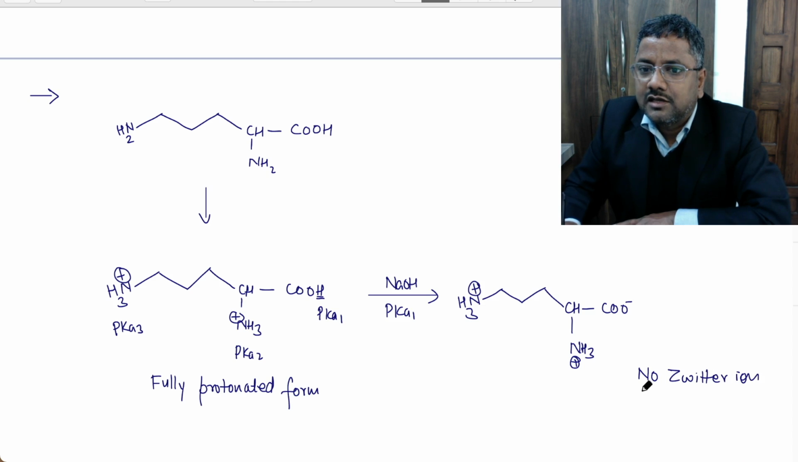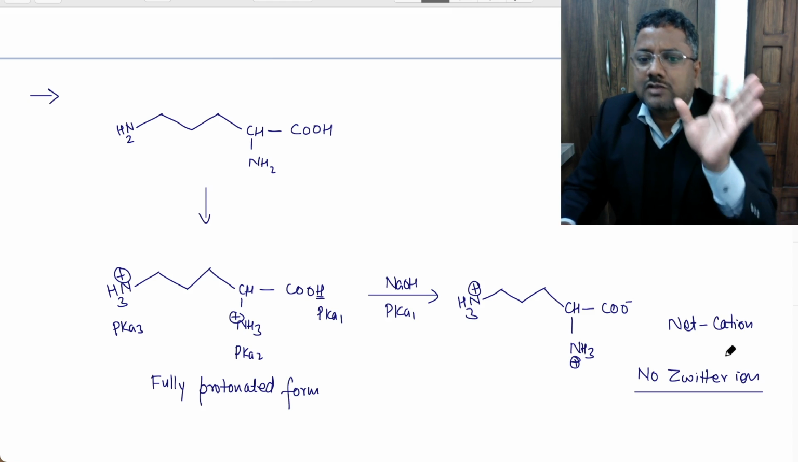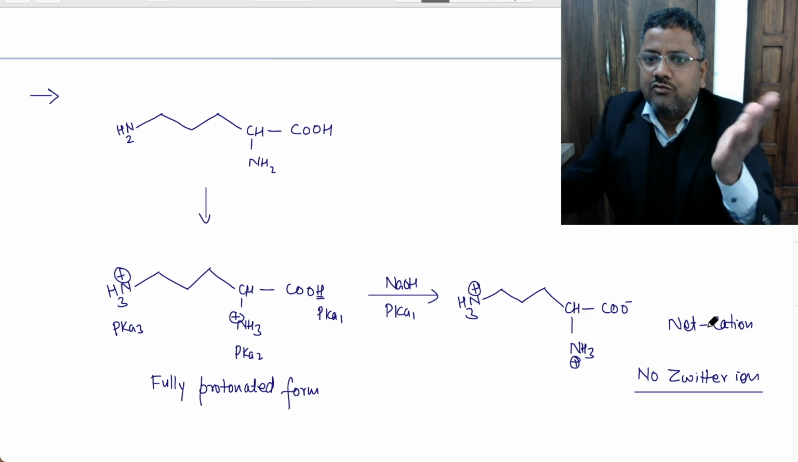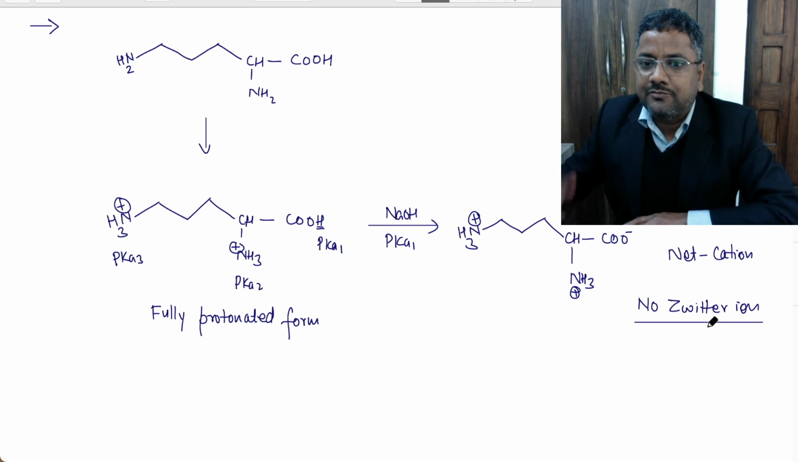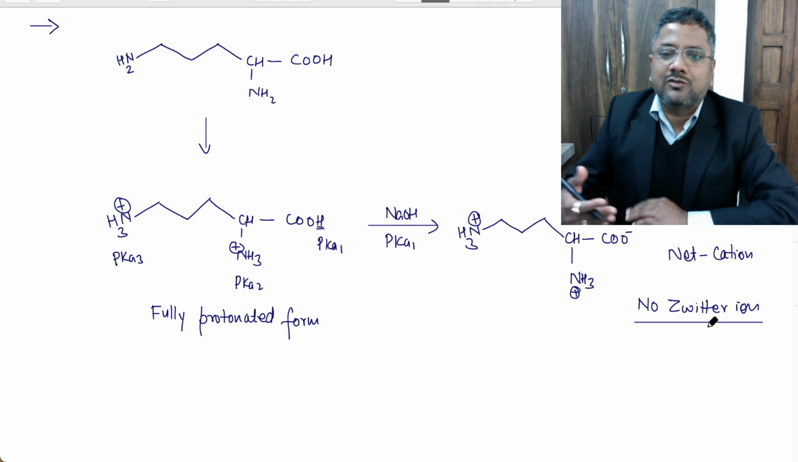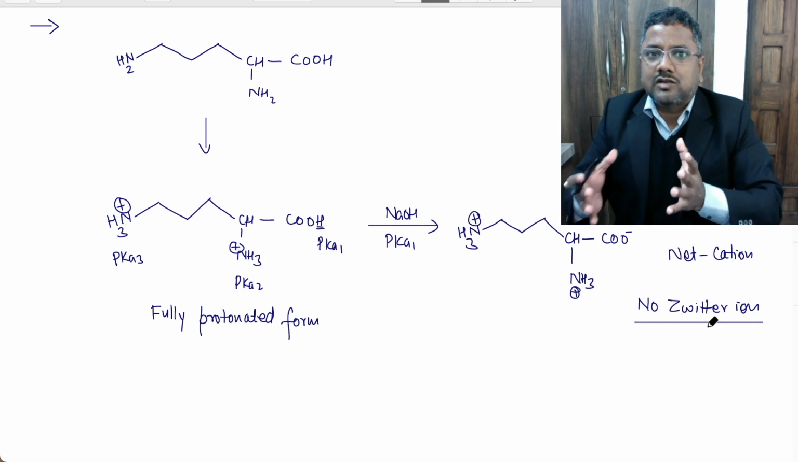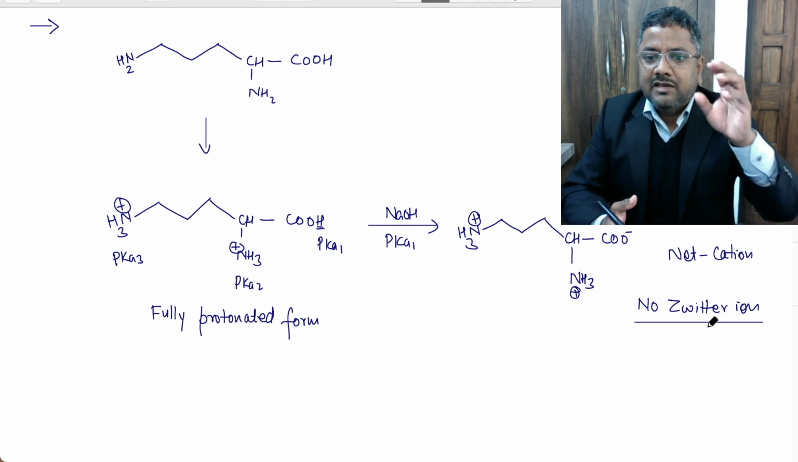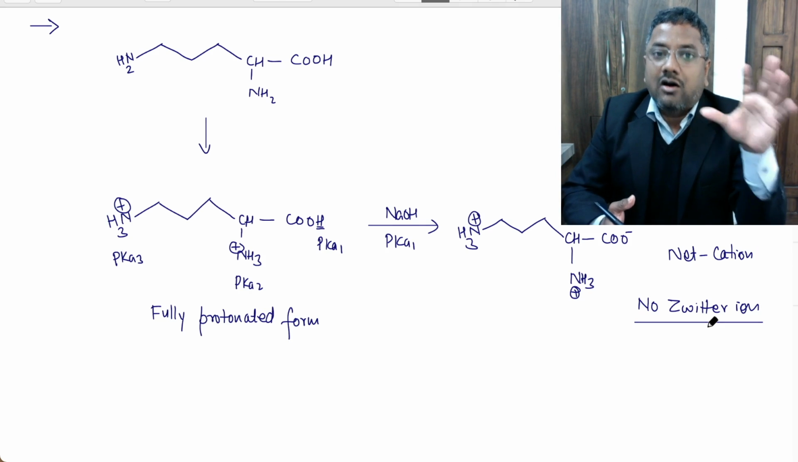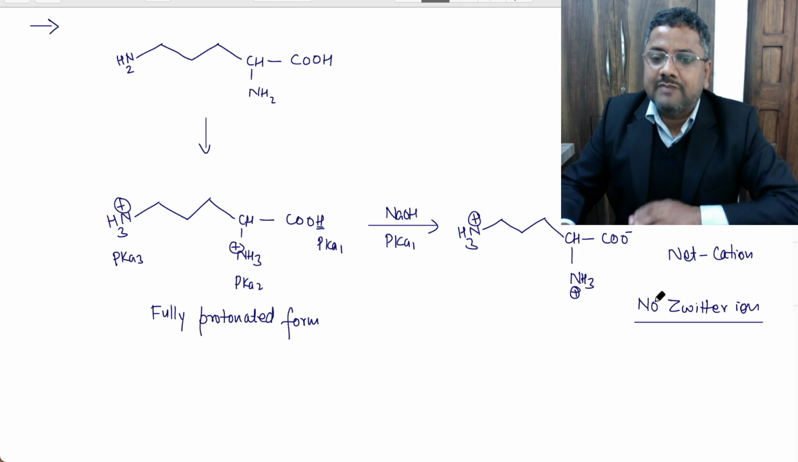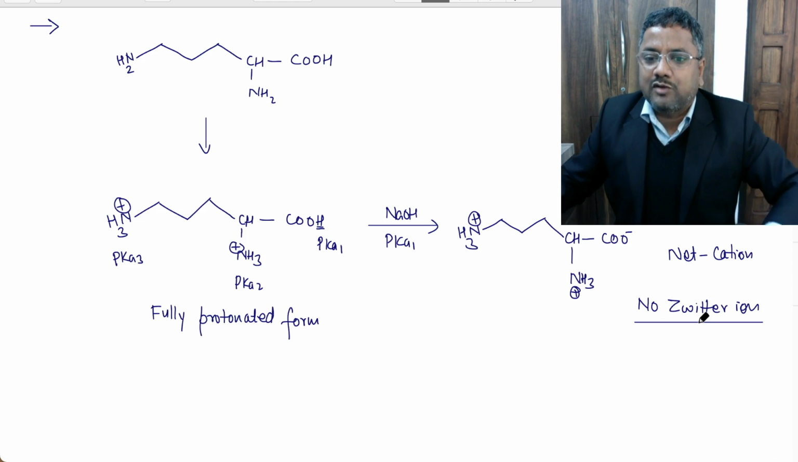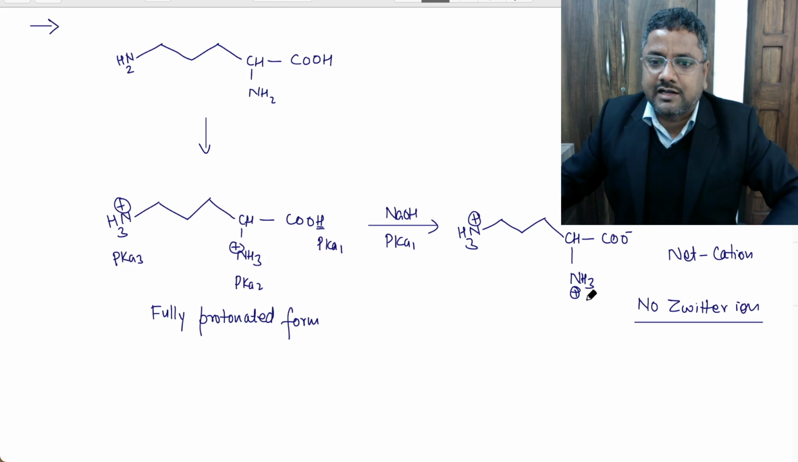This is a net cation. Zwitterion means neutral: positive and negative equal. Right? If we say this molecule is neutral, it has two meanings: either naturally there is no charge, or it has equal positive and negative charge. So a zwitterion is basically a neutral ion having equal positive and negative charges. So this is not a zwitterion, right?